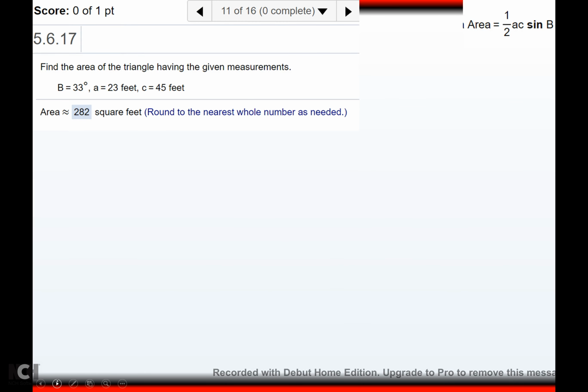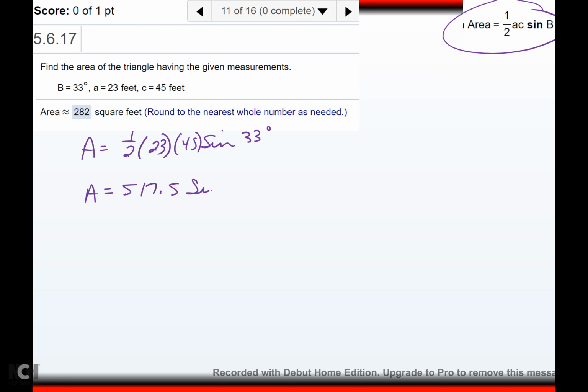All right, number 11, it says find the area of the triangle having the given measurements. They give me an angle and two sides, so we're using this formula instead of Heron's formula, which says my area will be 1/2 of A times C times sine of B. So if I type that in, I get 517.5 times sine 33. Type that in, I get 281.8507. It said to the nearest whole number, so that would give me an area of 282 square feet.